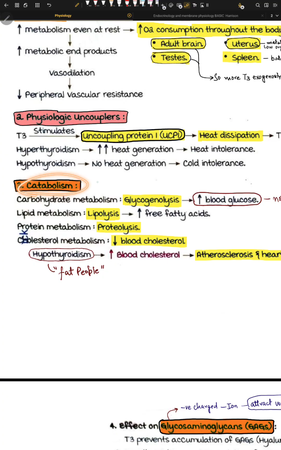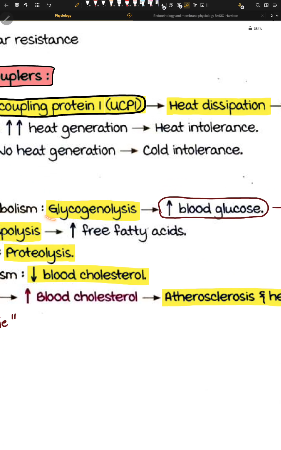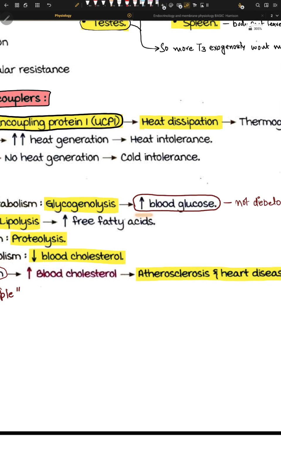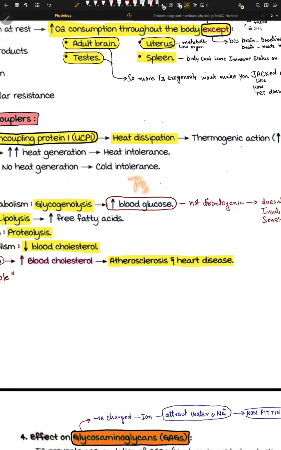The other thing is catabolism. Catabolism is just breaking down stuff. So carbohydrate metabolism is affected. It means that glycogenolysis is happening, so more glucose from the liver is going into the blood, right? So T3 is increasing blood glucose, right?